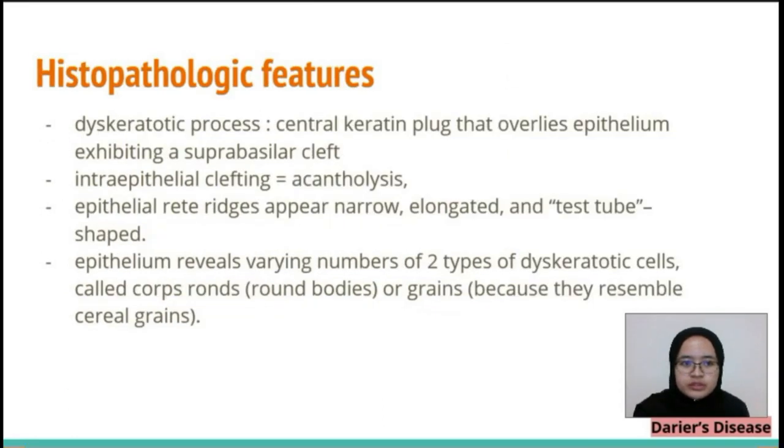Next are the histopathologic features of Darier's disease. So the microscopic examination of the cutaneous or mucosal lesions shows a dyskeratotic process, which is characterized by a central keratin plug and epithelium exhibiting a suprabasilar cleft. This suprabasilar cleft, or intraepithelial clefting, is also known as acantholysis. In addition, the epithelial rete ridges associated with the lesions appear narrow, elongated, and test tube shaped. And closer inspection of the epithelium reveals varying numbers of two types of dyskeratotic cells called corps ronds or grains.